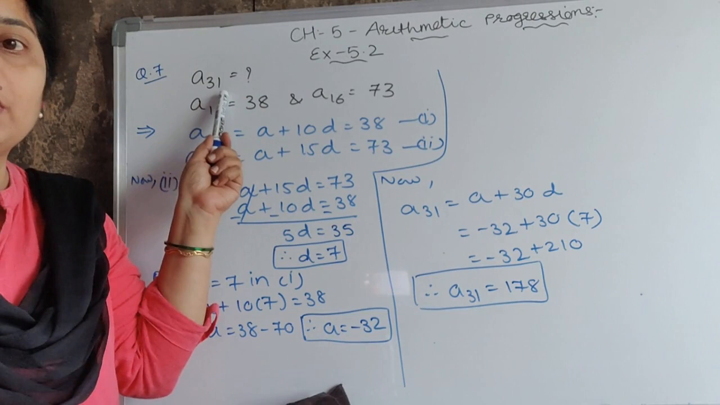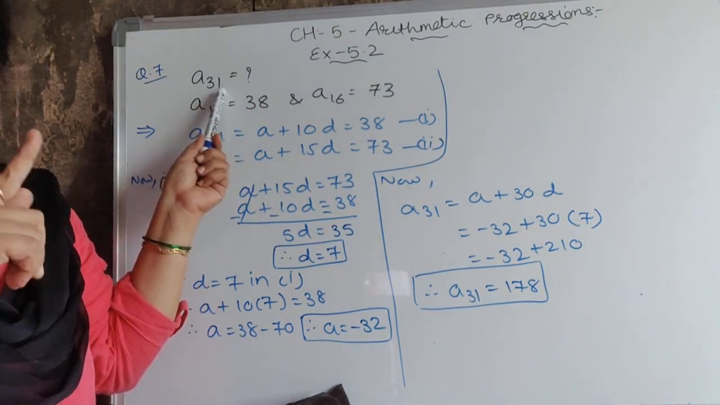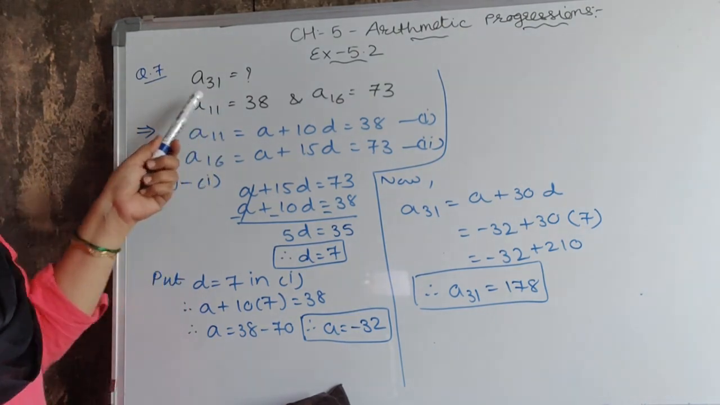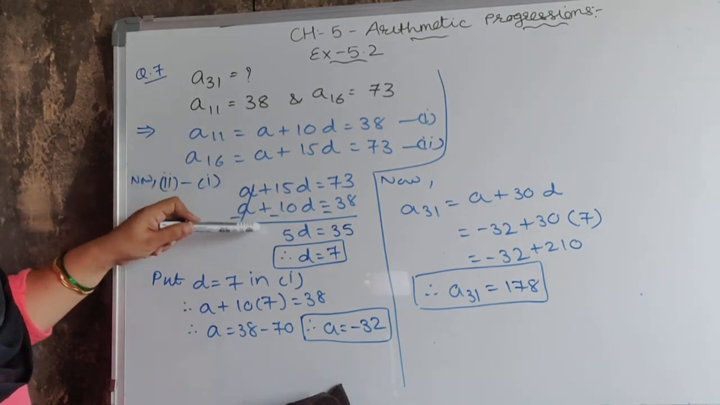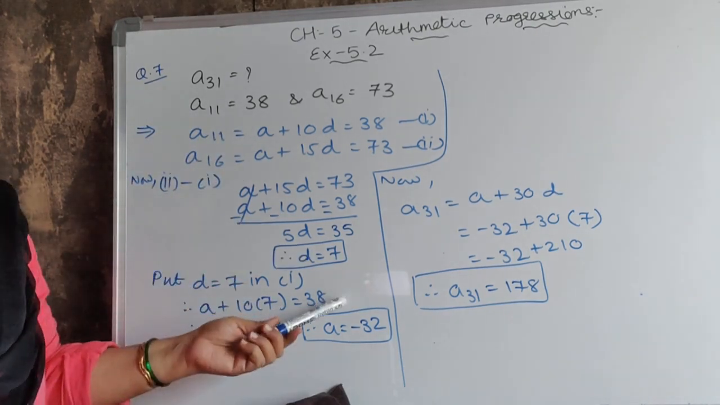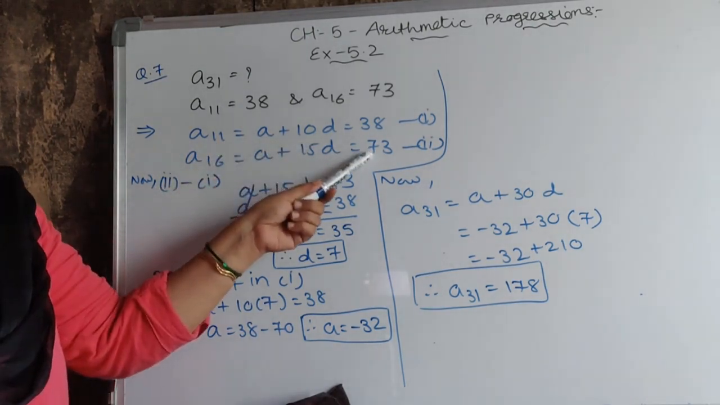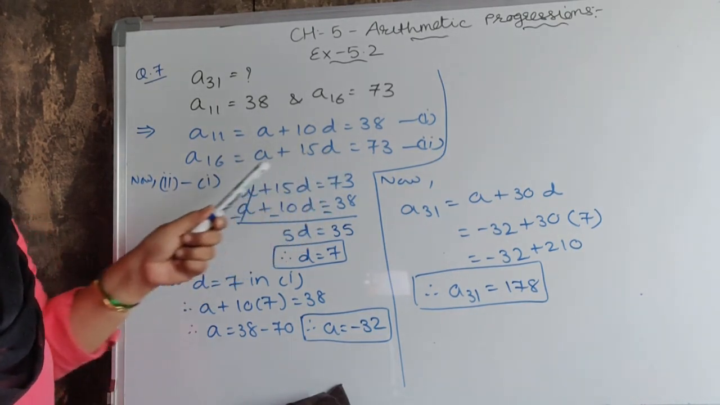What is A31? Again, A plus 30D. It means once we get the values of A and D, we can easily get the value of A31. So again, as usual, using the elimination method, I get D equal to 7. You can see the steps. A11 means A plus 10D is equal to 38. A16 is A plus 15D is equal to 73.